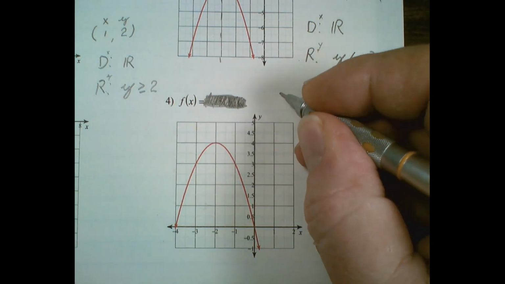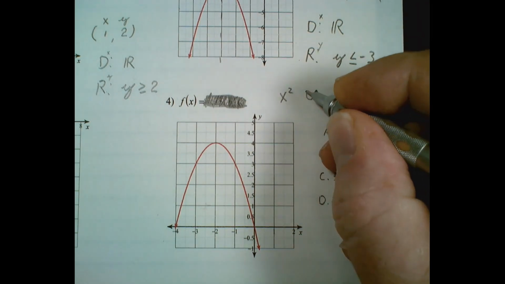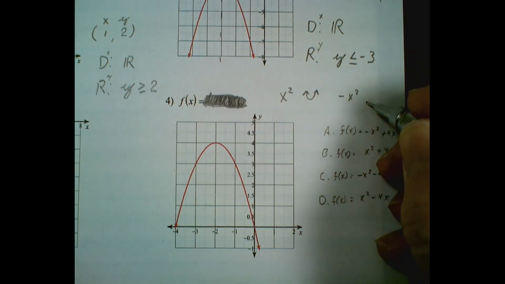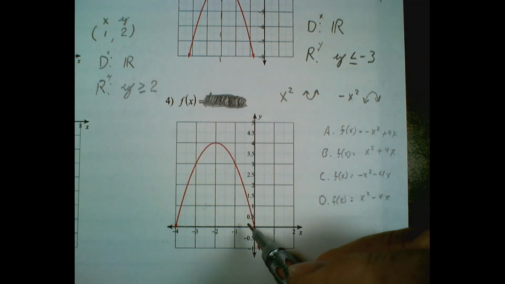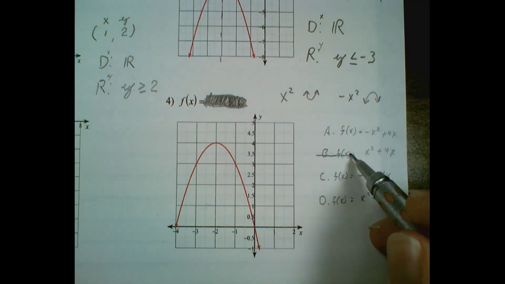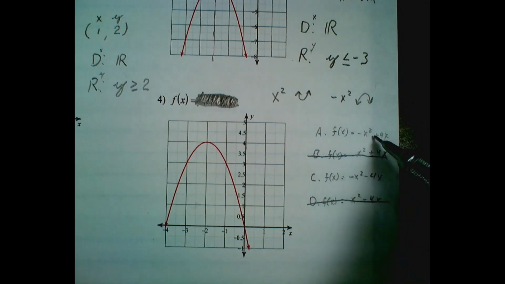Remember, if it's x squared positive, it's going to go up like this. If it's a negative x squared, it's going to go down like that. So it looks like that goes down, so that means it's definitely going to be a negative x squared. So I can mark that one out, and I can mark that one out. So my 2 choices are these right here.